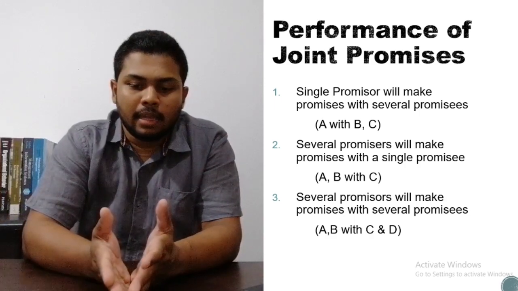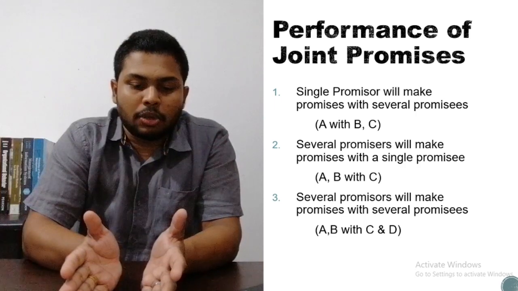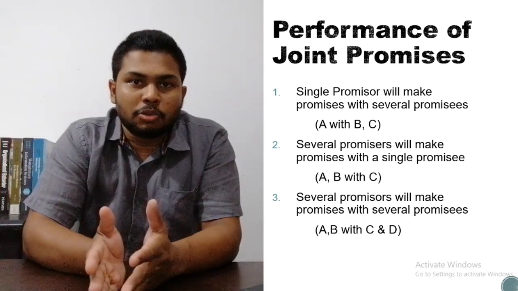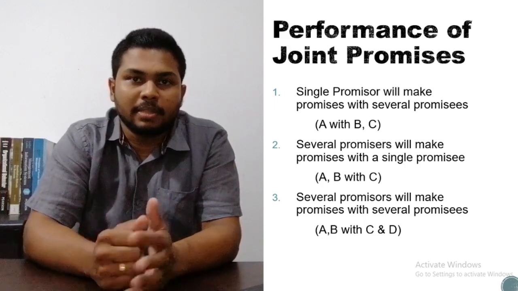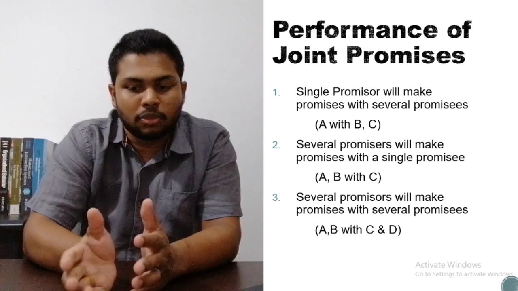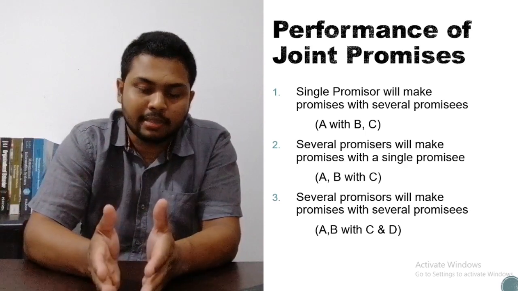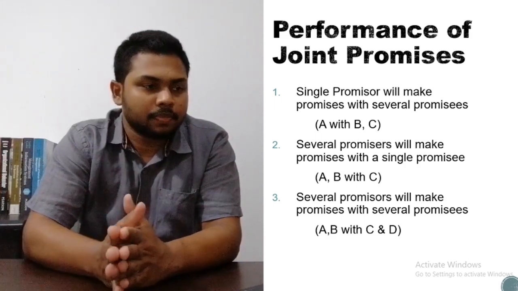As an example, if A, B, C, three characters are there, you being A, you're going to make the promise to B and C. That is one way of doing joint promises. It has to be either a team of people proposing the promise, or else a team of people accepting the promise.